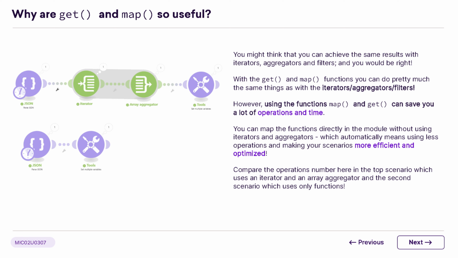Imagine you're setting up a scenario. Instead of having an iterator cycle through data and using an array aggregator to collect results, you can directly map and extract what you need all in one go. This simplification means less processing time and fewer resources used, which is especially valuable in complex or large-scale data environments. Ultimately, get and map help make your processes quicker and more efficient, allowing you to focus on other important tasks.